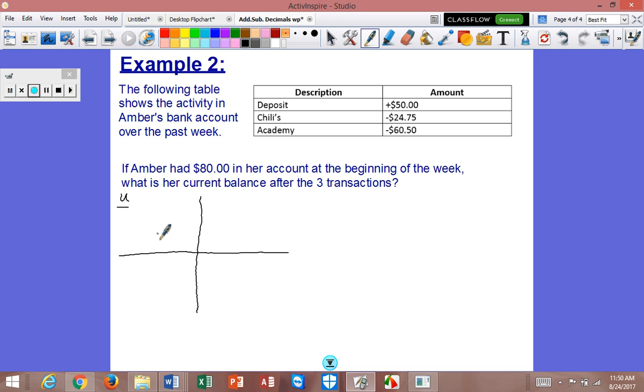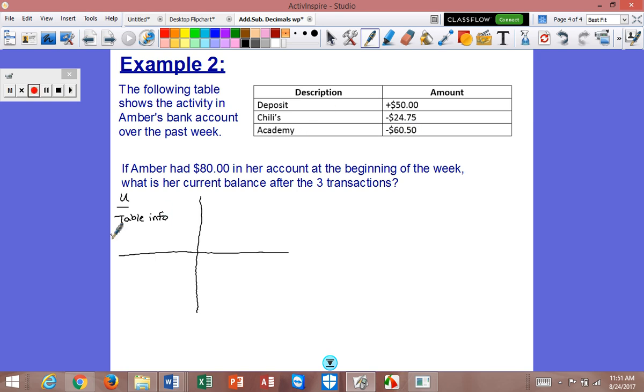So let's see what we understand. Okay. So we know all the information in the table. So I'm not going to rewrite all of this for the sake of time. But we know that she had a deposit of $50, and we see the plus sign next to it. So deposit means money was put into the account. It shows that she had $24.75 taken out of the account at Chili's and $60.50 taken out at Academy.